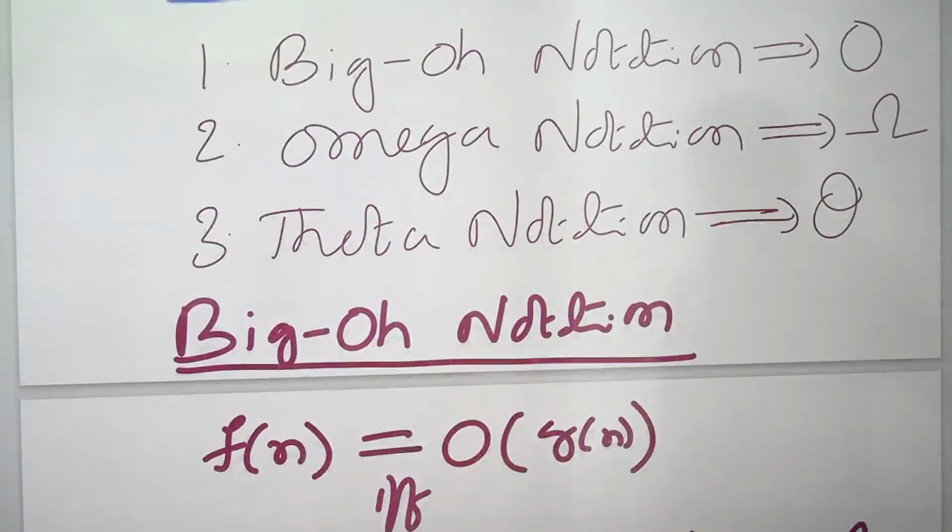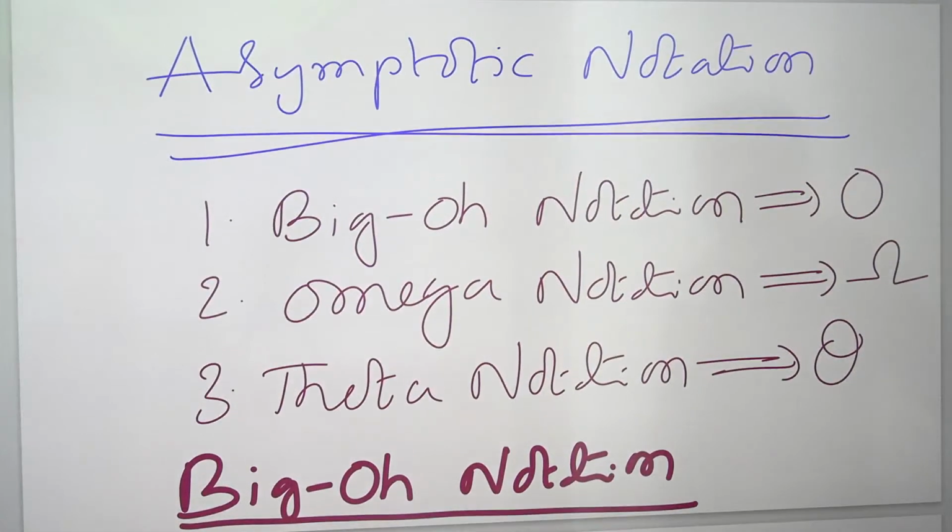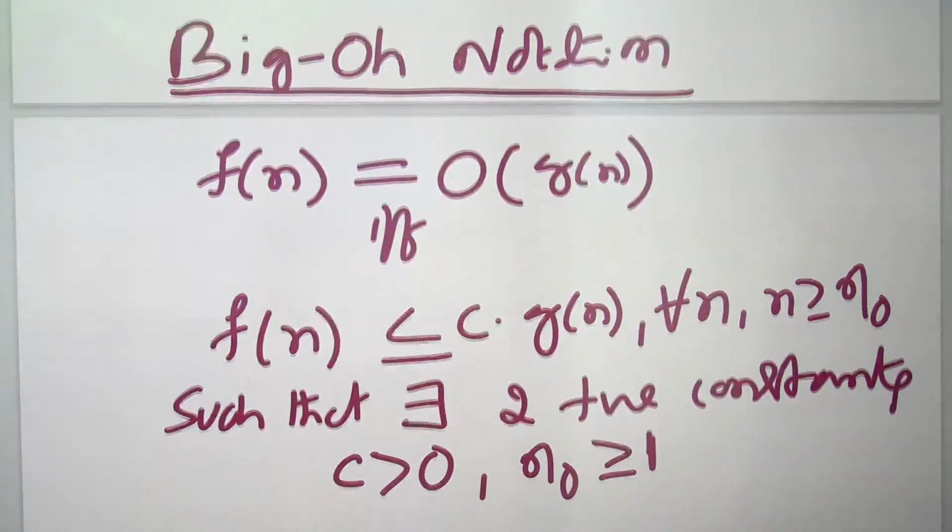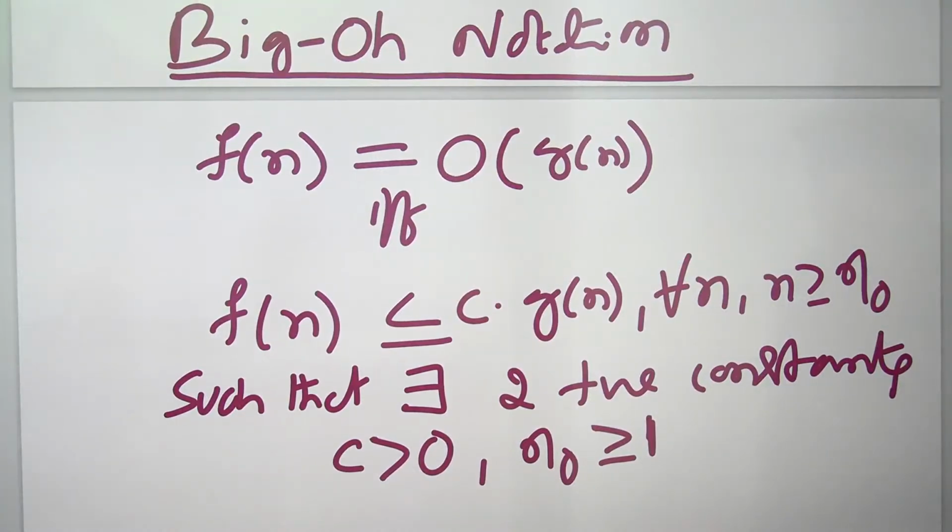Again I am repeating. Can you see this one? Asymptotic notation is the topic name, which internally contains three notations: big O, omega, theta. Big O means capital O, omega means the omega symbol, theta means theta. First of all, what exactly is big O here? See here, I have written the big O definition.